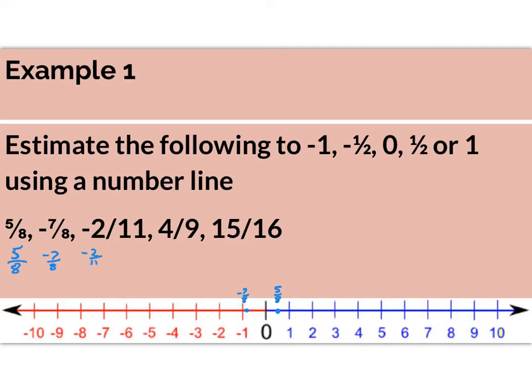-2/11. The 2 is far away from 11, so it's going to be real close to 0 on the negative side. 4/9 is roughly half. It's a little less than half, but 4 is almost half of 9, so we'll have 4/9 right next to 5/8. And then 15/16. 15 is close to 16, so it's going to be closer to 1 than anything else. And that's all we're doing in this video.